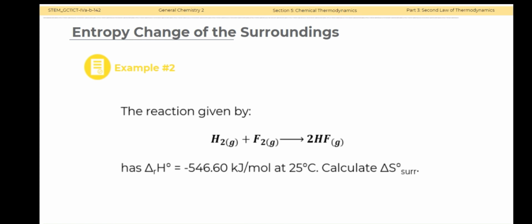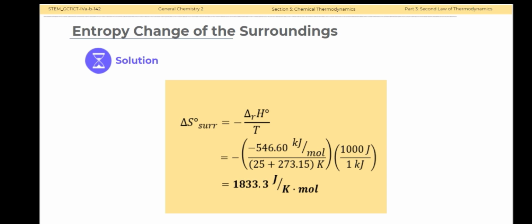Example number 2. The following reaction has a standard enthalpy of reaction equal to negative 546.60 kilojoules per mole. Calculate the standard entropy change of surroundings. Solution. Standard entropy change of surroundings equals negative enthalpy of reaction divided by the temperature. Substituting the given standard enthalpy of reaction and the temperature, which must be in Kelvin, we get standard entropy change of surroundings equals 1833.3 joules per Kelvin mole.